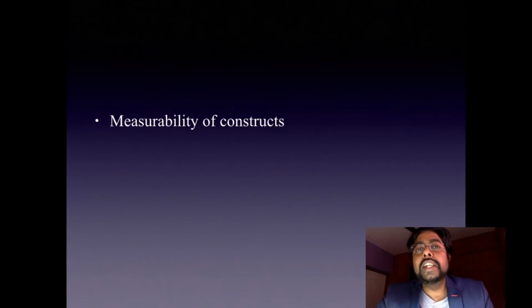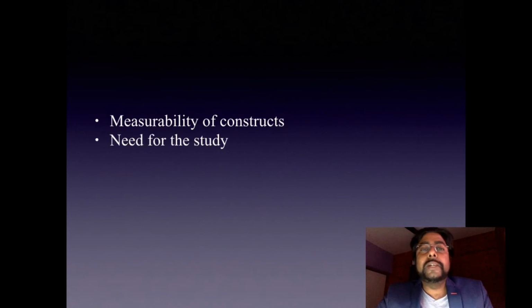There are certain things that are really difficult to measure and quantify. For example, culture, traditions. So if you're going for qualitative research, even then there are certain qualitative tools that should be available to you so that you can measure those things. So measurability of the construct is the first important thing that you need to keep in mind while selecting a research topic. Then the second one is need for the study.